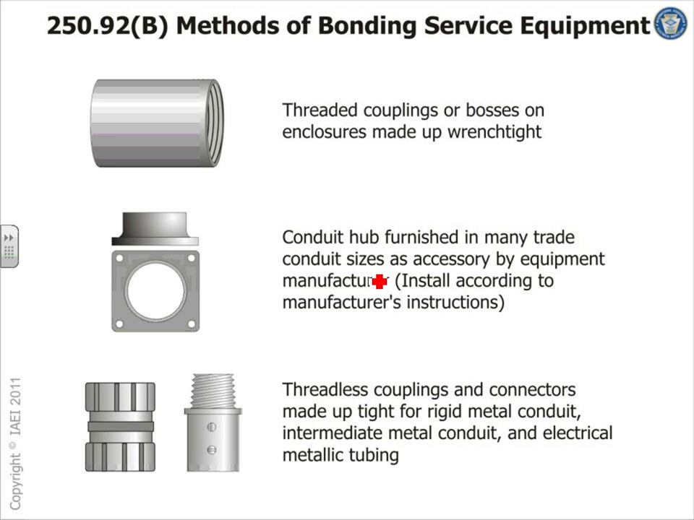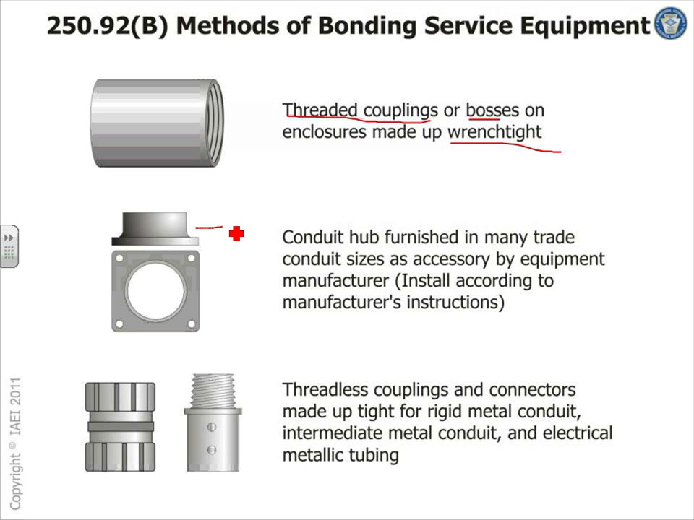So threaded couplings, guys, is another alternative. A hub is a third alternative. So you have threaded couplings or bosses made up wrench tight. The whole idea is to make sure the conduit is really tight as it ties to the equipment. You need to bond them. So here's another alternative for that wire that's called the supply side bonding jumper.